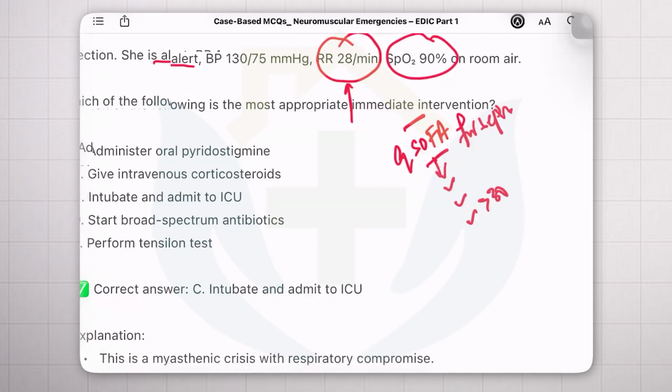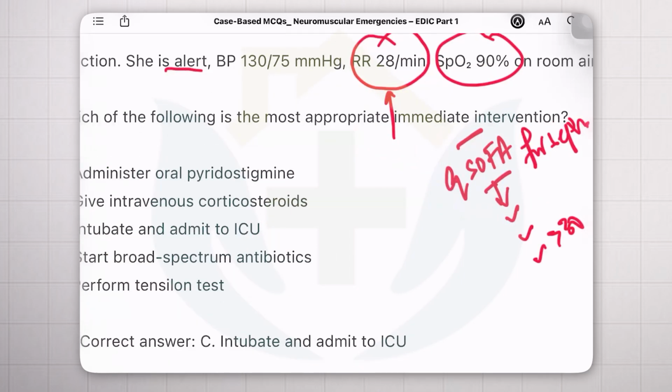Forget it that the blood pressure is normal. Forget that the patient is alert. The patient may not remain alert in some time. And many people may have a contradictory response that why not try oral pyridostigmine? Why not give IV corticosteroids and wait? IV corticosteroids? Anybody? Any opinion about IV corticosteroids?